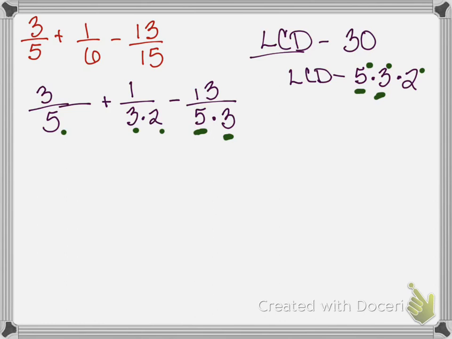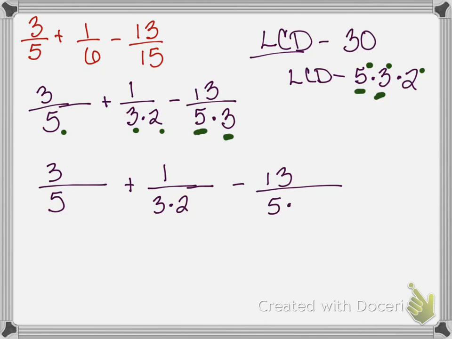And I know that we're looking at it a little bit differently, but we're doing that because we're about to have to break down rational expressions, and that is going to be fractions with variables, and we're going to have variables in the denominator. So if we think about it this way, it's going to be helpful. So what I'm going to do now is I've got 3 over 5 plus 1 over 3 times 2 minus 13 over 5 times 3.